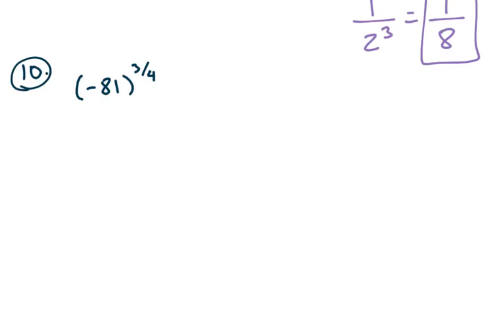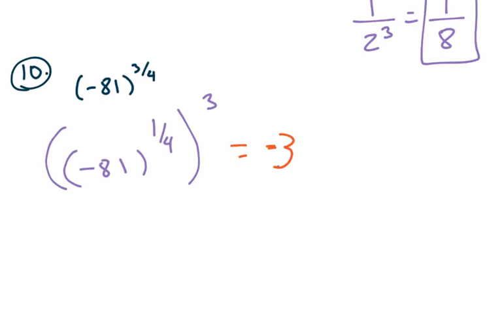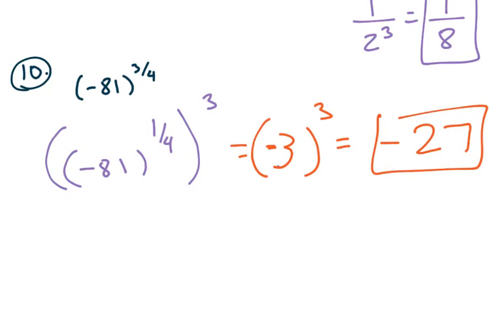On number 10, we have a negative 81. Again, I said play with the fraction first, so we're going to play with the 1/4, the denominator first I suppose I should say, and then we'll cube it. So we know that the fourth root of negative 81 is negative 3, and this is raised to the third, which is going to be negative 27. Be careful, because a lot of times when people see negative 3 to the third, they want to say negative 9. Negative 3 to the third is negative 3 times negative 3 times negative 3.